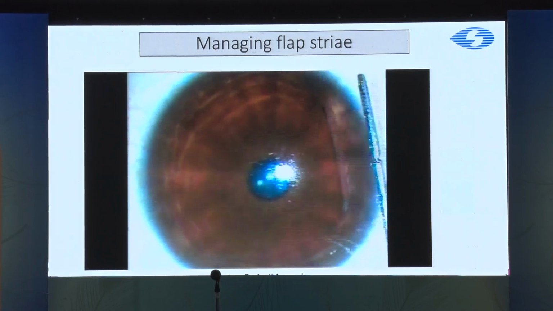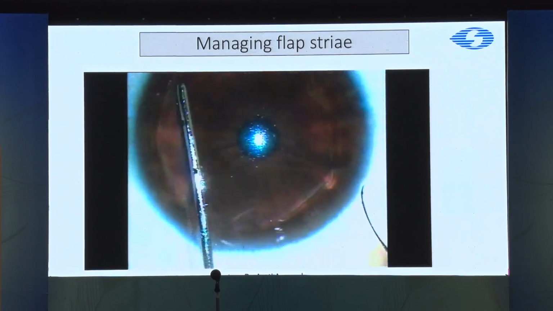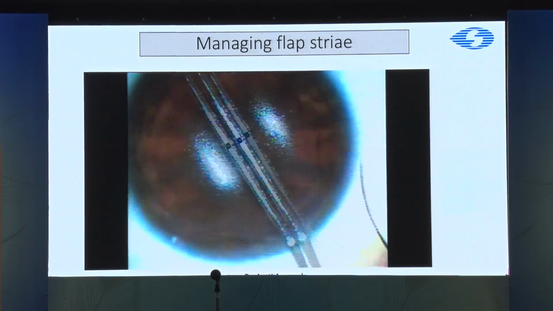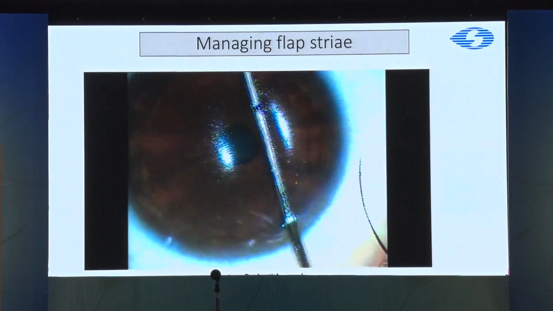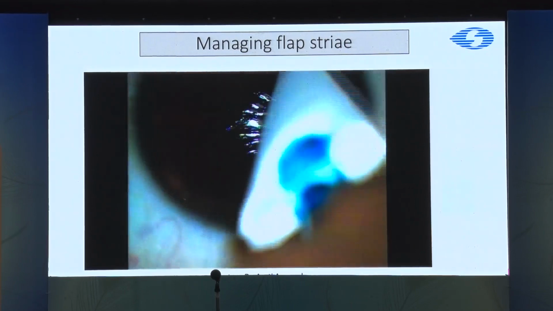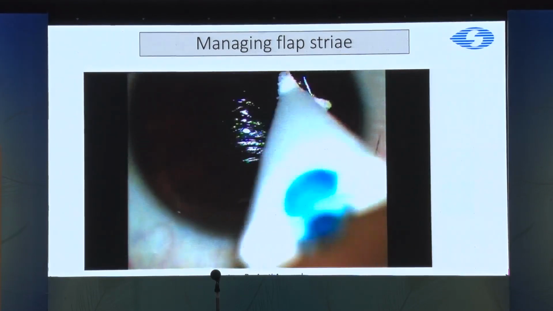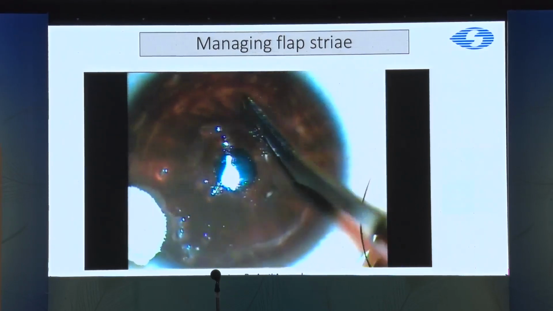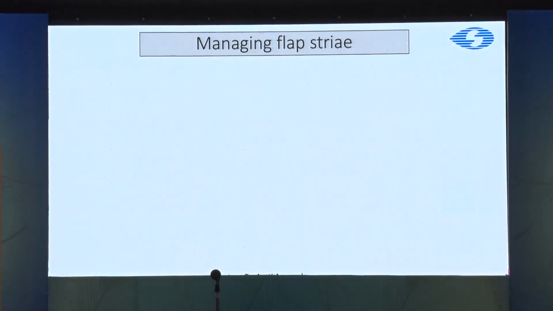The gutter would be infiltrated by epithelium. So first you remove that, do a thorough wash, make sure that there are no epithelial cells underneath. Then here we first attempted to reduce the flap striae without removing the epithelium, but then subsequently realized that they're going to be quite tightly anchored, and then removed the epithelium and repositioned the flap after that, after floating it with BSS.